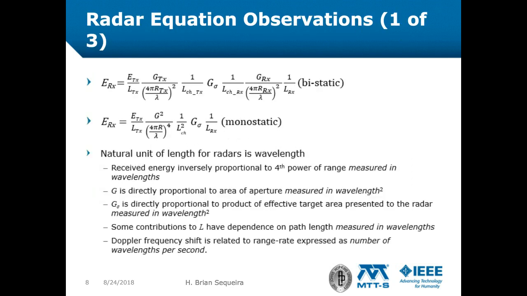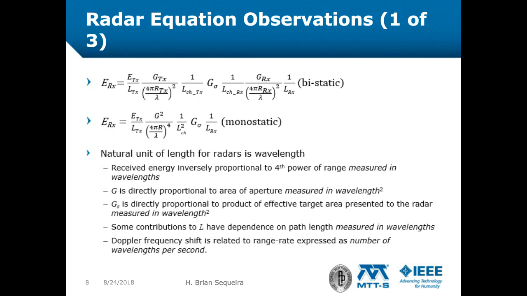The first observation that we make is that the natural unit of length for radars is its wavelength. For example, the received energy is inversely proportional to the fourth power of the range measured in wavelengths. In the case of a bistatic radar, the effective range is the geometrical mean of the transmitter and receiver distances to the target.